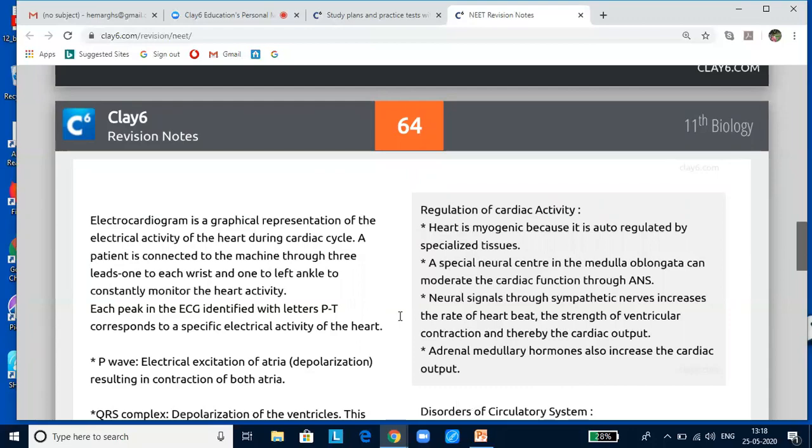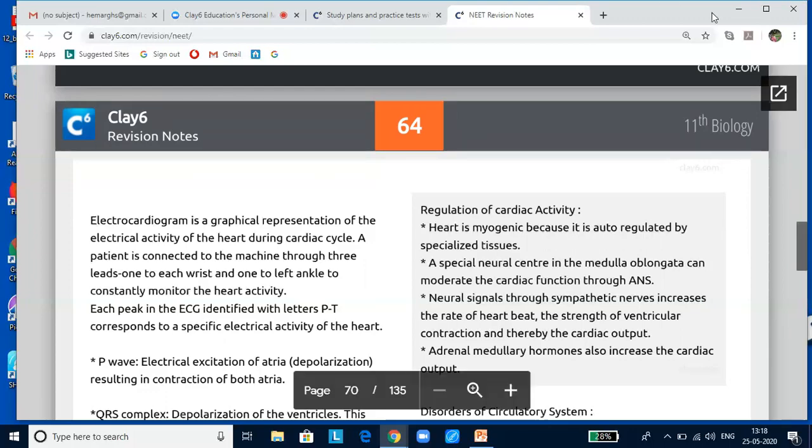Heart is myogenic because it is auto-regulated by specialized cells. The medulla oblongata regulates the cardiac function through the autonomic nervous system. Neural signals through the sympathetic nerves can increase the rate of heartbeat, the strength of ventricular contraction, and thereby cardiac output. The parasympathetic neural signals decrease the rate of heartbeat, speed of conduction of heart action potential, and thereby the cardiac output. Adrenal medullary hormones also increase the cardiac output. So that is why when there is an adrenal secretion, your heartbeat starts increasing.